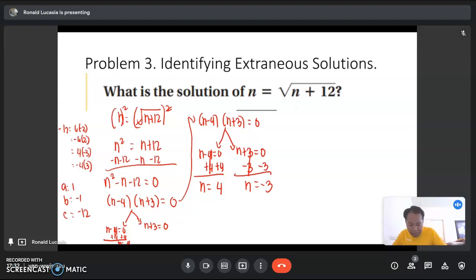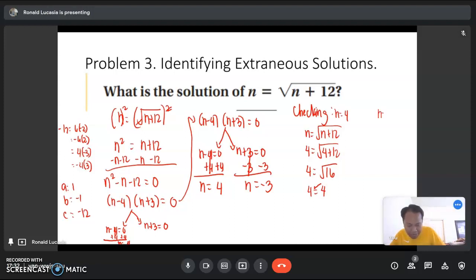So we have to check now whether both 4 and negative 3 are solutions or only one of them is a solution. So when n is 4, n is equal to the square root of n plus 12. So by substitution, our n is 4. So 4 plus 12 is 16. The square root of 16 is 4, which means 4 is one of the solutions.